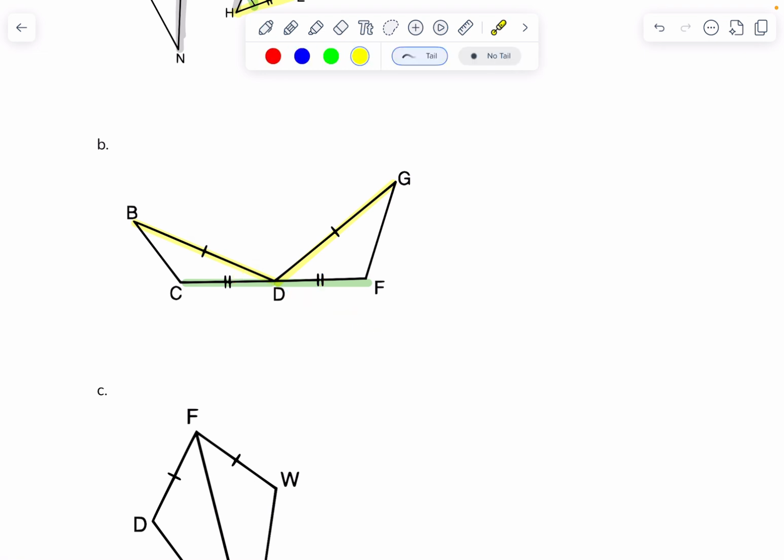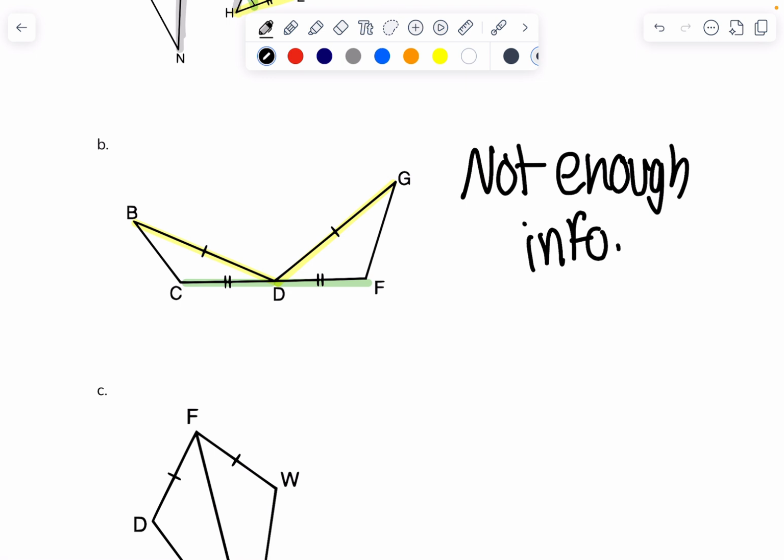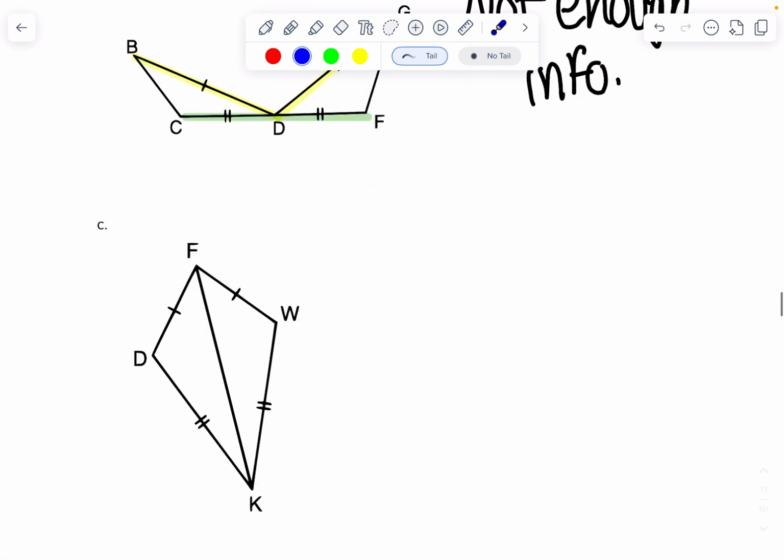Do I know anything about the third sides? Nope. They don't even look like they're the same. And so I do not have enough information to say that these 2 triangles are congruent. So, very, very sad. I would need angle BDC right here and angle GDF right here to be congruent, to have side, angle, side. Or those third sides would have to be congruent, but they're not.